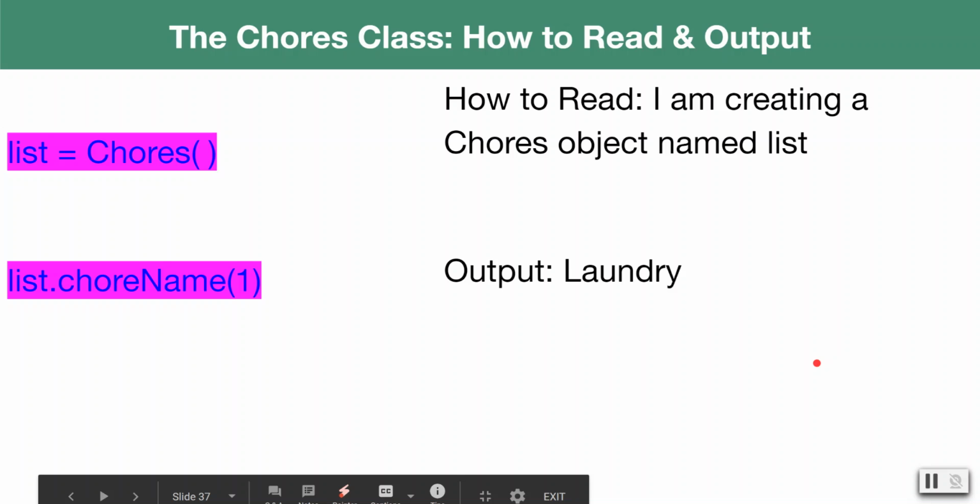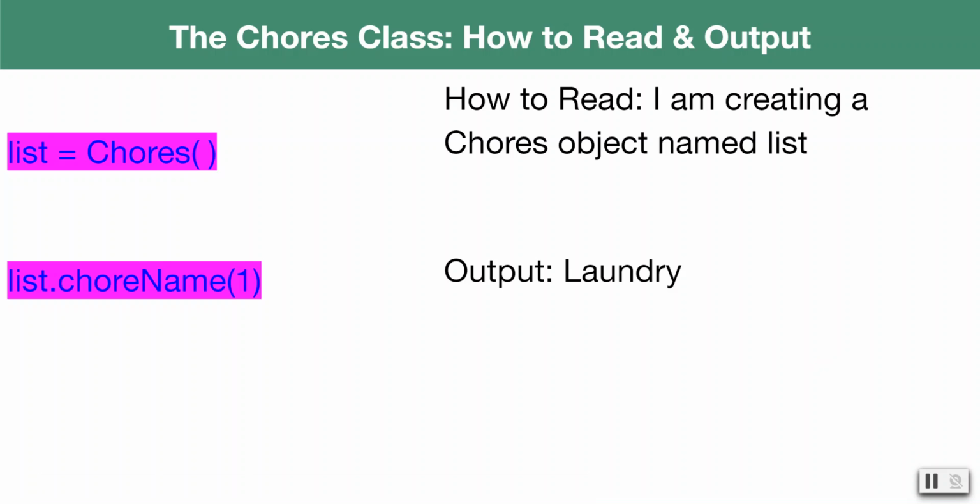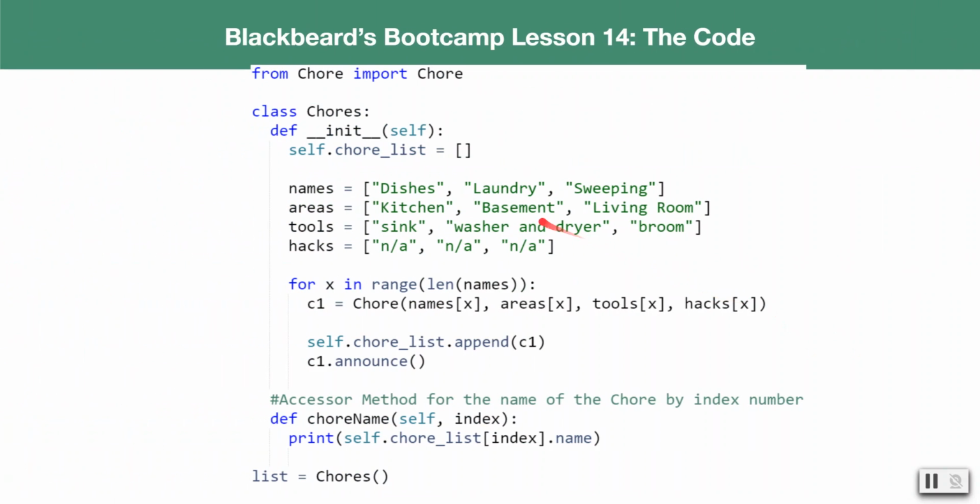If you're reading this, I am creating a chores object named list, and then your output will be laundry. Don't believe me? Remember, here's the second one on your list, and each of these items corresponds to the same number inside the other lists. Remember that when you are creating your other chores.